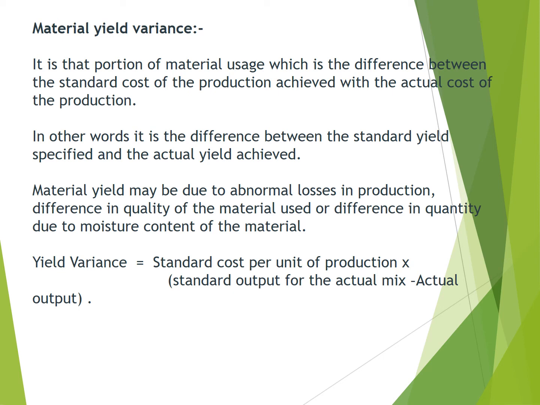Actually, when we are to get 50 kg, we may get 40 kg. The difference can be some losses, abnormal losses. In the standard, we always take care of normal losses. There can be abnormal losses. There can be a difference in the quality. It can be inferior quality or superior quality, or there will be moisture contents and things. So yield variance is equal to standard cost per unit of production into standard output for the actual mix minus actual output.